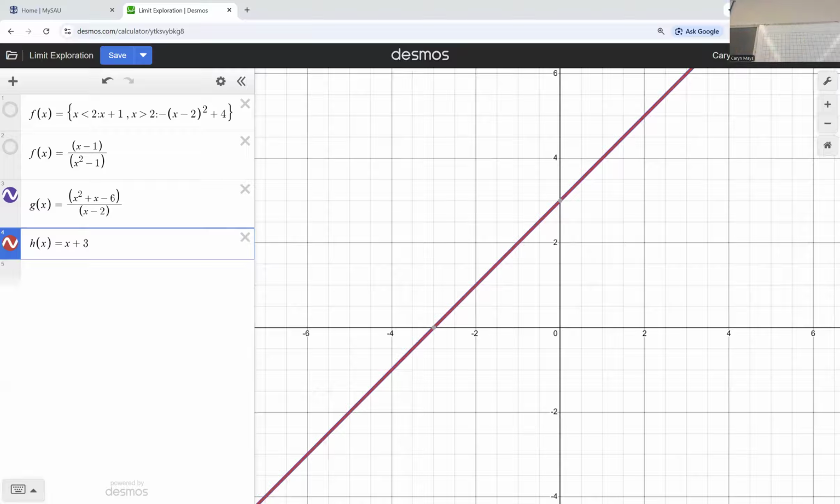Next, limit theorem. If h of x is less than or equal to f of x is less than or equal to g of x for all x in an open interval containing c, except possibly c itself, and if the limit of h of x as x goes to c is L, and that's the same as the limit of g of x, then the function in the middle will also have the same limit. This one is 1. That feels, once we see a picture, kind of straightforward, but it reads weird.